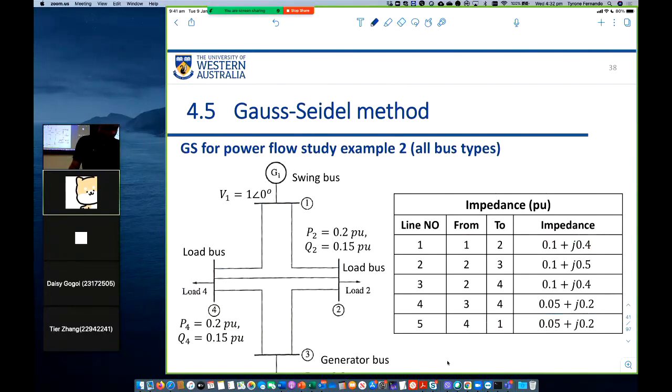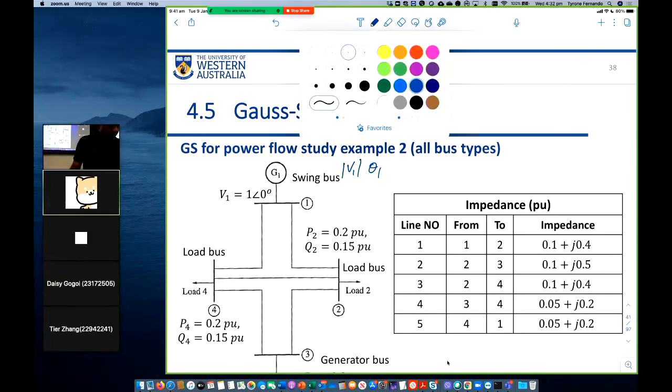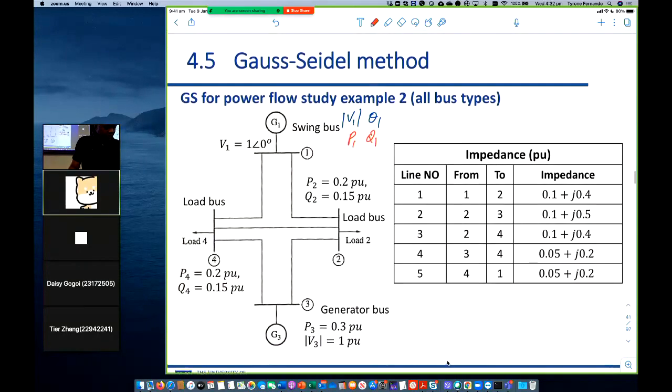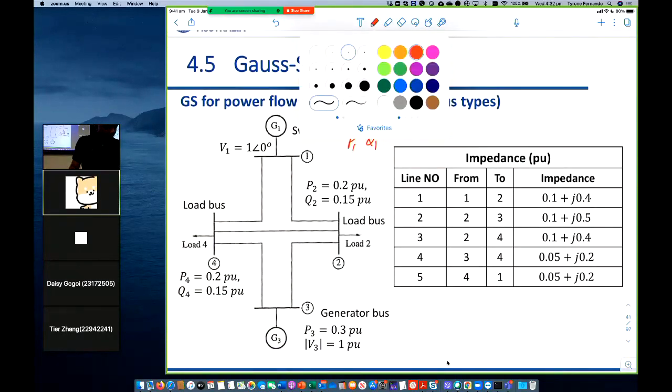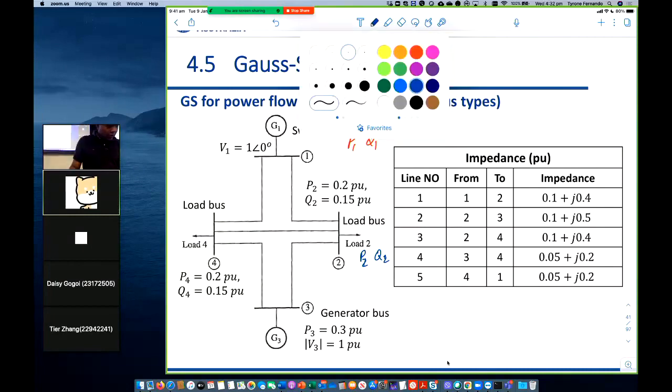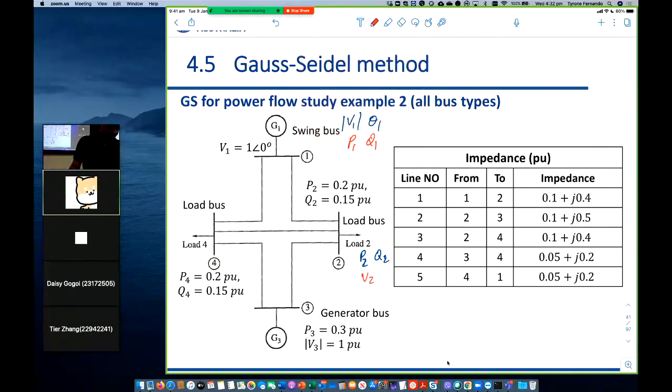Okay, so here we have a swing bus, so we know the magnitude of V1 and we know the angle theta 1. What don't we know? We don't know P1 and Q1. For the load bus, we know P2 and Q2, because it's number 2 we are looking at. We don't know V2 and theta 2, the magnitude of the voltage and the angle.